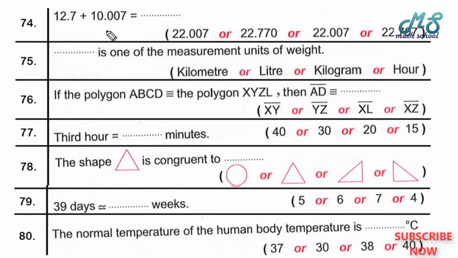Number 74: just add the two decimals. Be careful: before adding and subtracting you must equate the decimal places. This is a very important point. One decimal place and three decimal places, so you have to insert double zero. So I bring down the 7 and the 0. 7 plus 0 equals 7. Bring down the decimal point. 12 plus 10 equals 22. So we get 22.707, so the last choice.